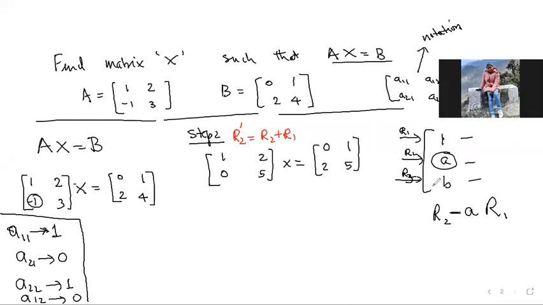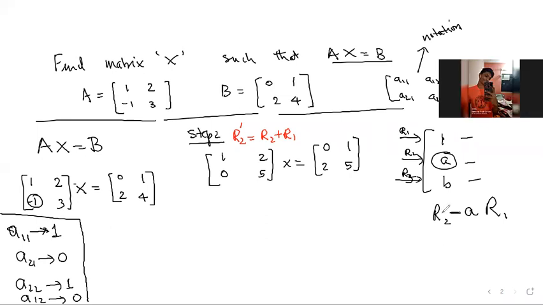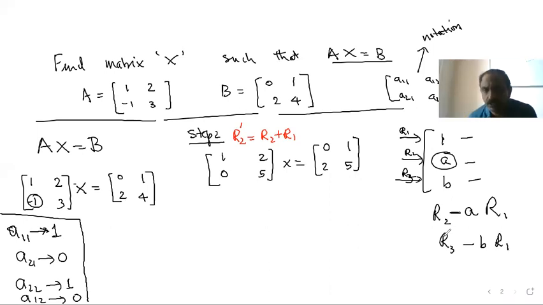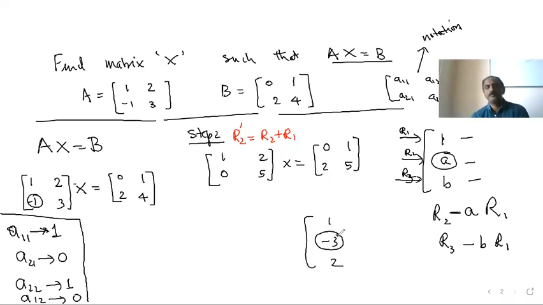Now, what is the method to make B 0? R3 minus B times R1. Did you understand the idea? Yes, sir. Okay, again, if it is 1, minus 3 and 2, tell me the formula to make this minus 3 0.